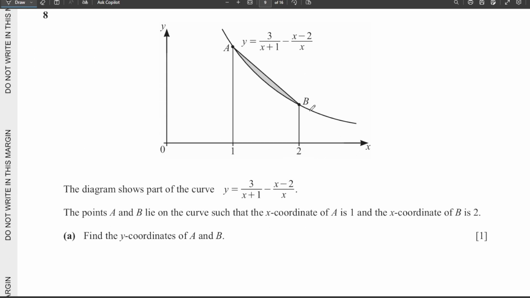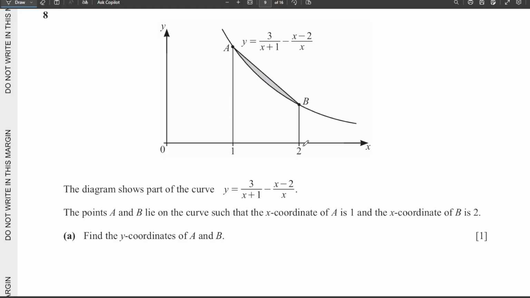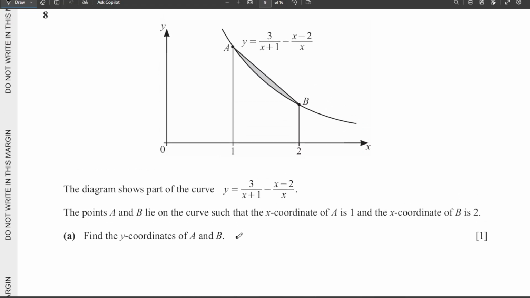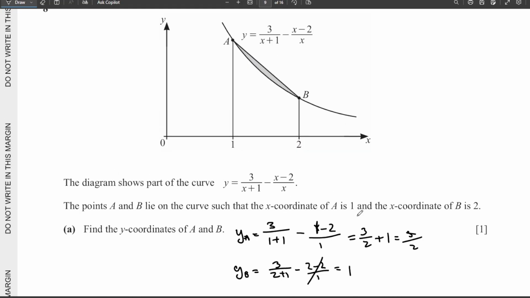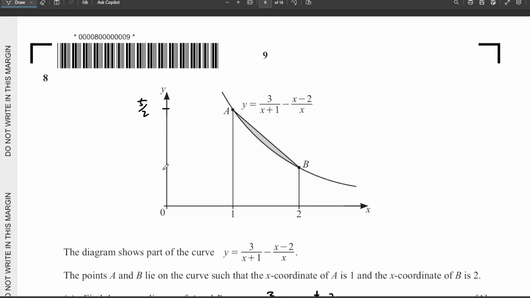Question 8. Given this curve and the two x coordinates, we want to find, first, the y coordinates. So y at point A, we just substitute in the value of the x coordinate. After substituting the values, you should be able to get ya, that is 5 over 2, yb, that is 1.